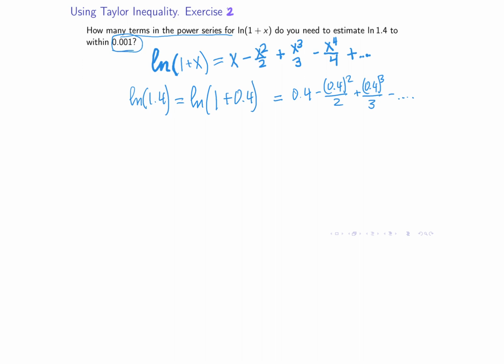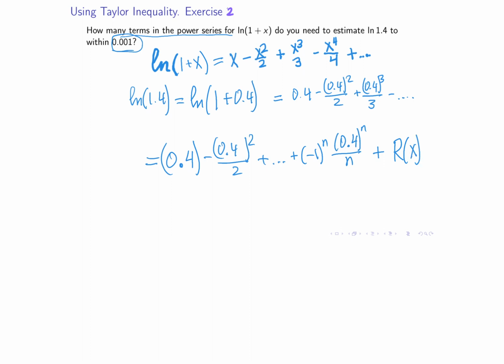What exactly do we want here? We want to cut our series, so we need to decide the value of n such that the remainder would be less than 0.001. So we want the remainder to be less than 0.001. Now, the series is alternating.